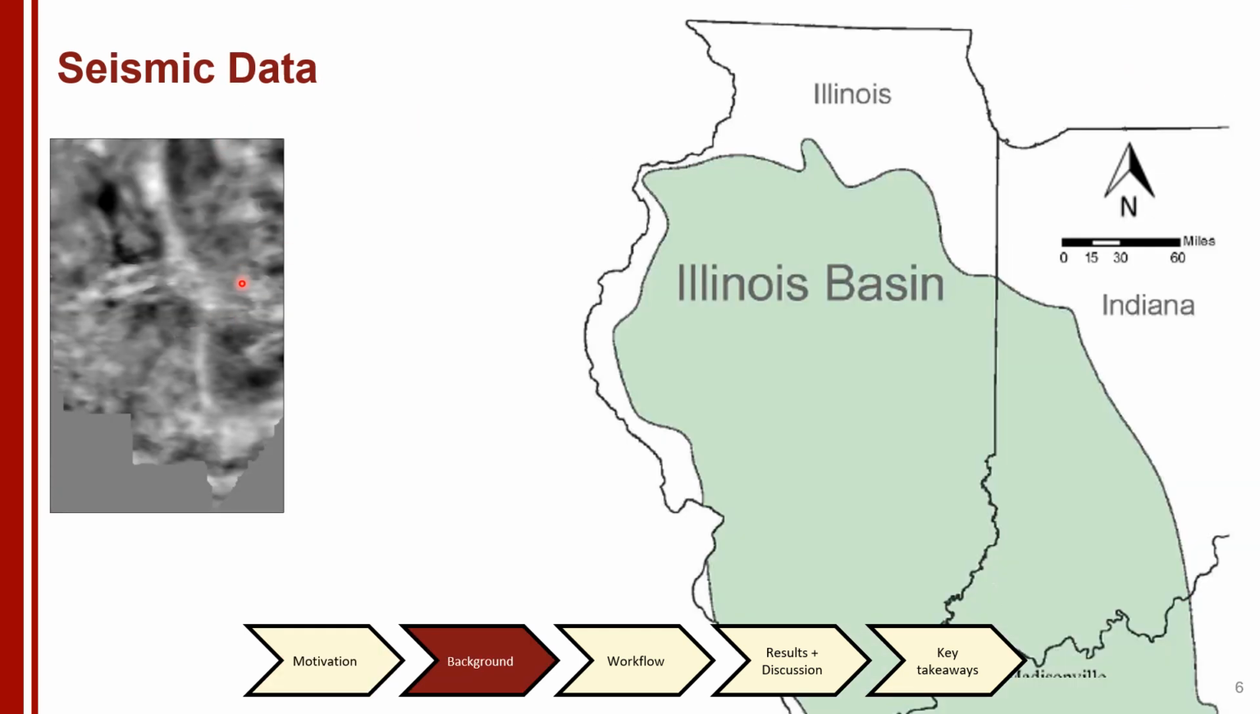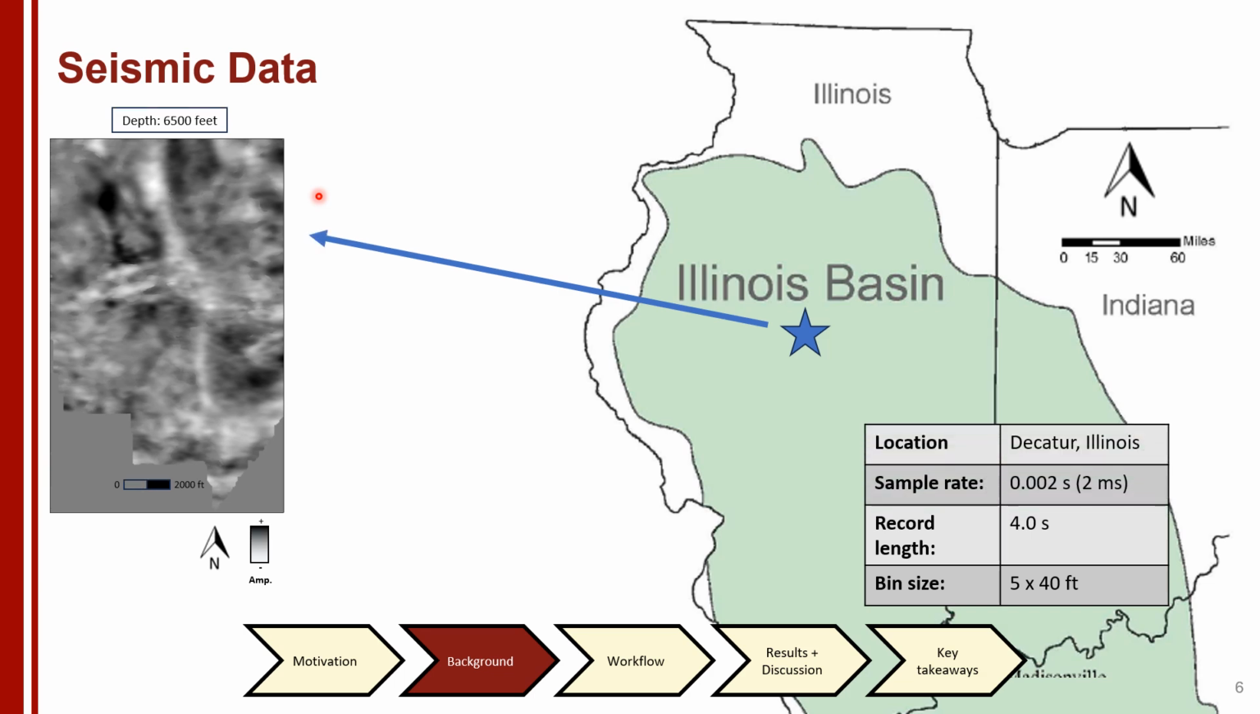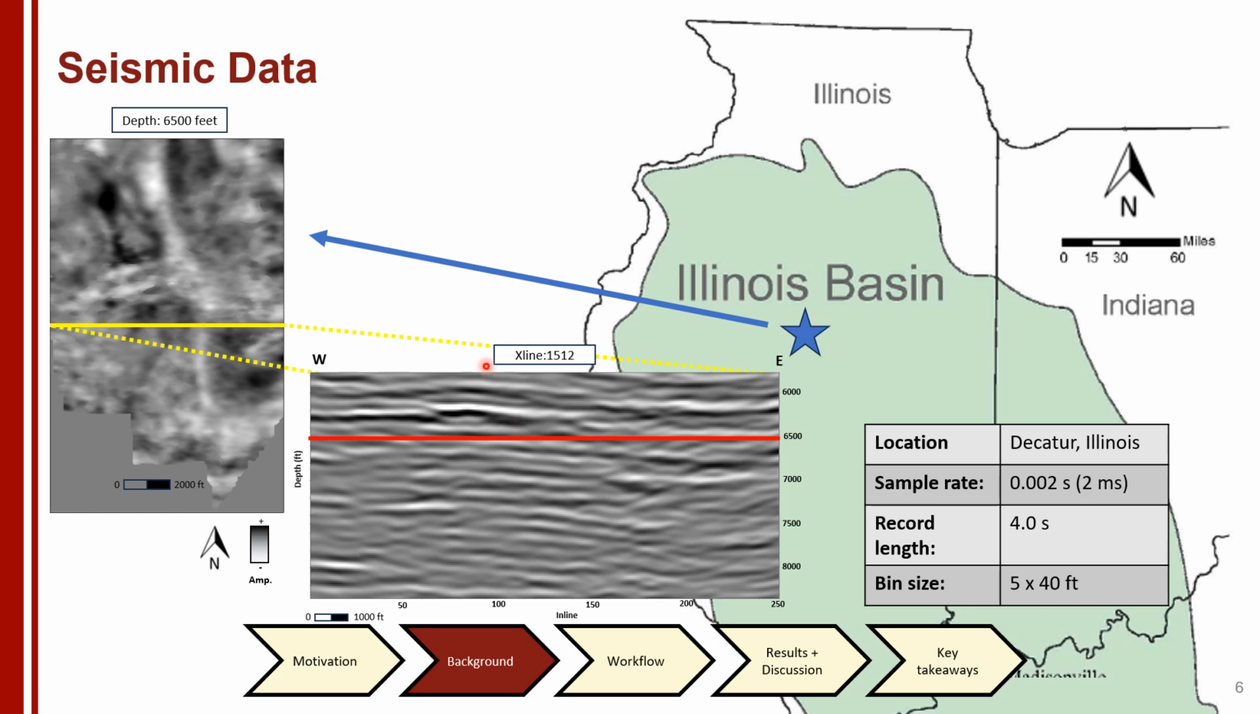For data, we have two sources: microseismic, more on this later, and reprocessed high resolution post-stack migration. This data was acquired in 2015 and reprocessed in 2019 and has a sample rate of 2 milliseconds, record length of 4 seconds, and a bin size of 5 by 40, which is kind of crazy. With seismic reprocessing comes a basement estimate of around 6,300 to 6,700 feet. For the sake of our project, we select 6,500 because it is between the upper and lower calculations.